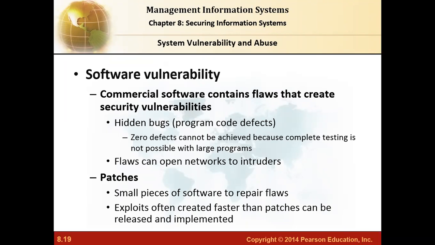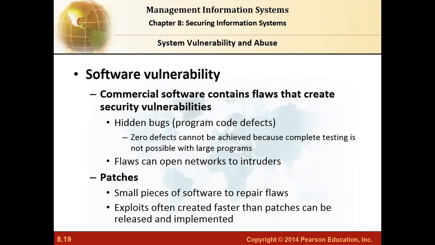When I say hidden bugs, it means some sort of coding defect, and that defect appears very rarely whenever you are using that software. But it can appear, and it can create problems for you. So flaws can open networks to intruders. Whenever you have various flaws or defects in your software, it is always easier for the intruders. Who are intruders? Intruders are those people who want to get into your system so that they can steal the information, or change your information, or access restricted data, or create problems in your software. Those are called intruders.